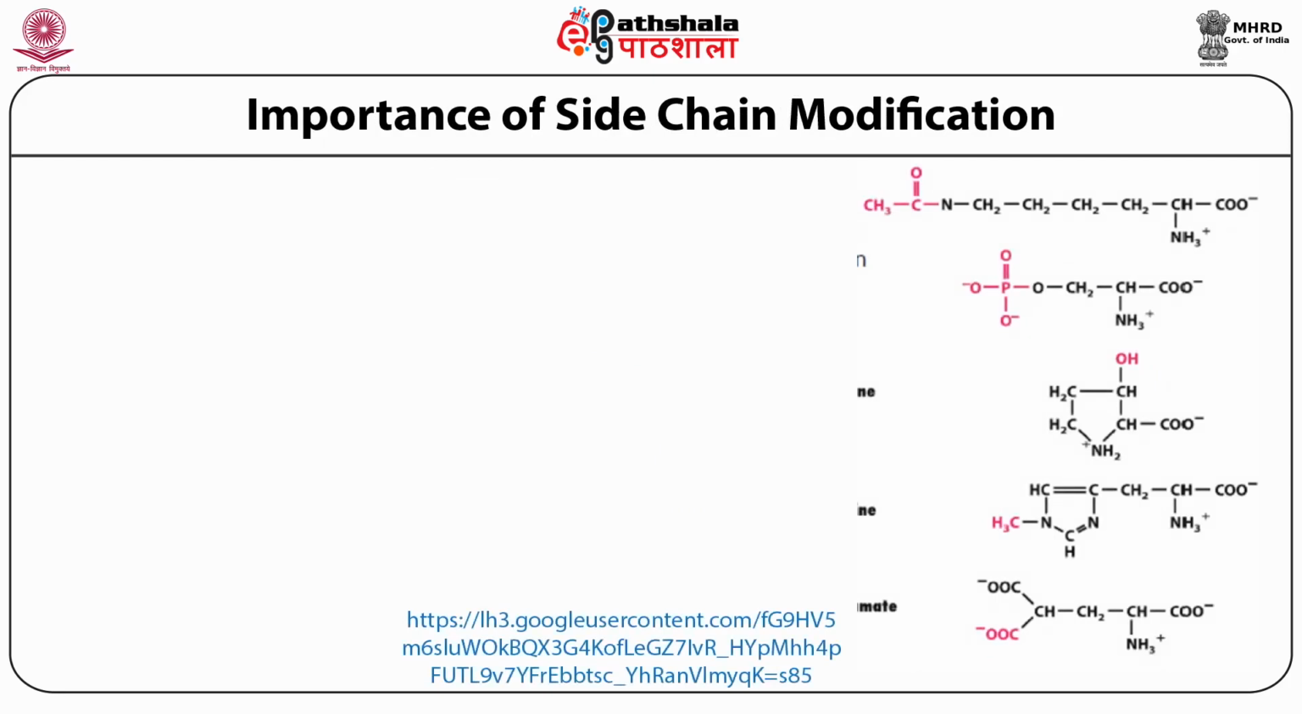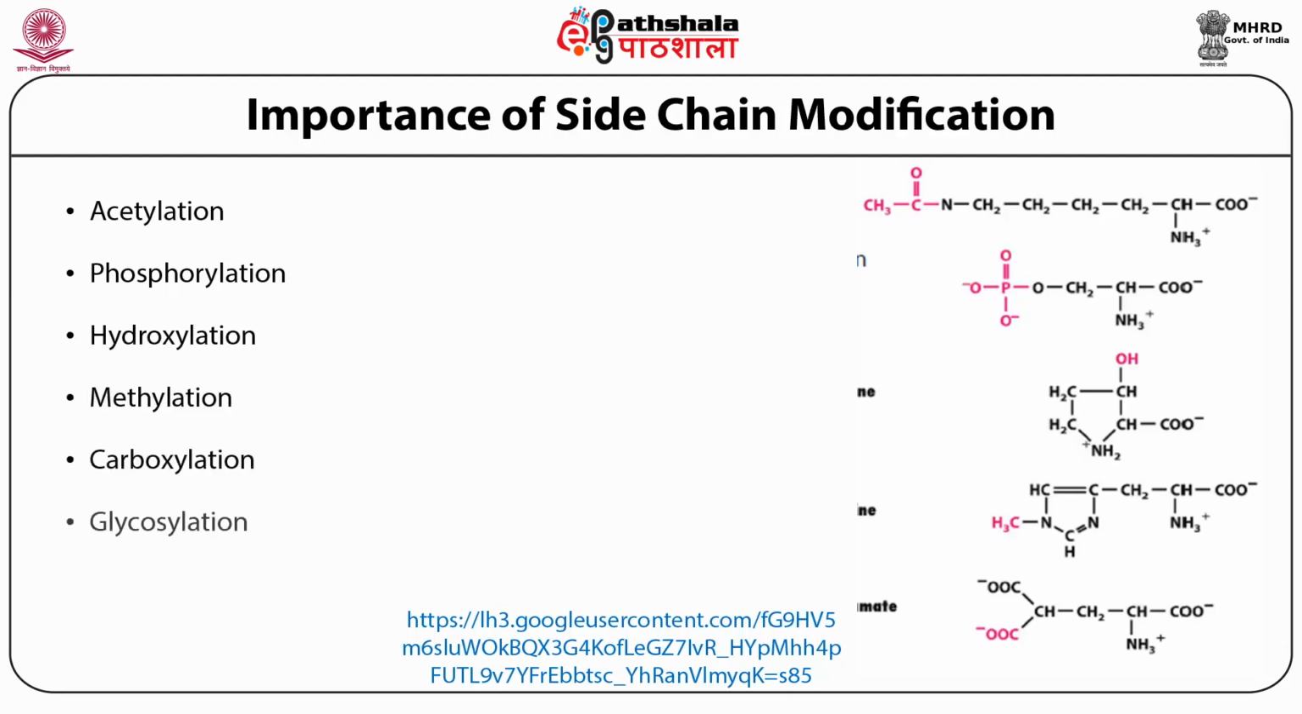In the protein structure, there are several chemical or other kinds of modification which are important to perform a function. For example, acetylation, phosphorylation, hydroxylation, methylation, carboxylation, glycosylation, and ubiquitination, and you can see it here in the right hand panel that these are the branches where the chemical modification occurs, and thus the protein performs a special function for cellular activity.